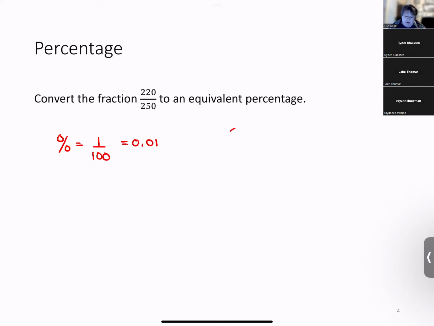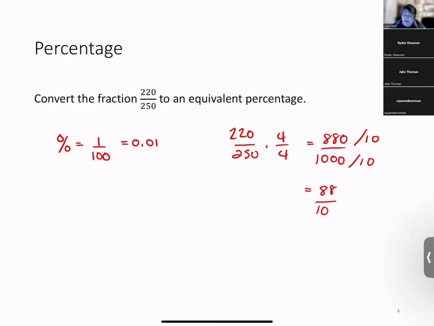So my daughter-in-law, she would do this. She'd multiply top and bottom by 4. And then to get it to be 100, she'd divide by 10. So 220 over 250 is 88%. 88 over 100 is 88 parts of 100, or 88%. Now, we're probably not as savvy as she is, or maybe we just don't think about it.